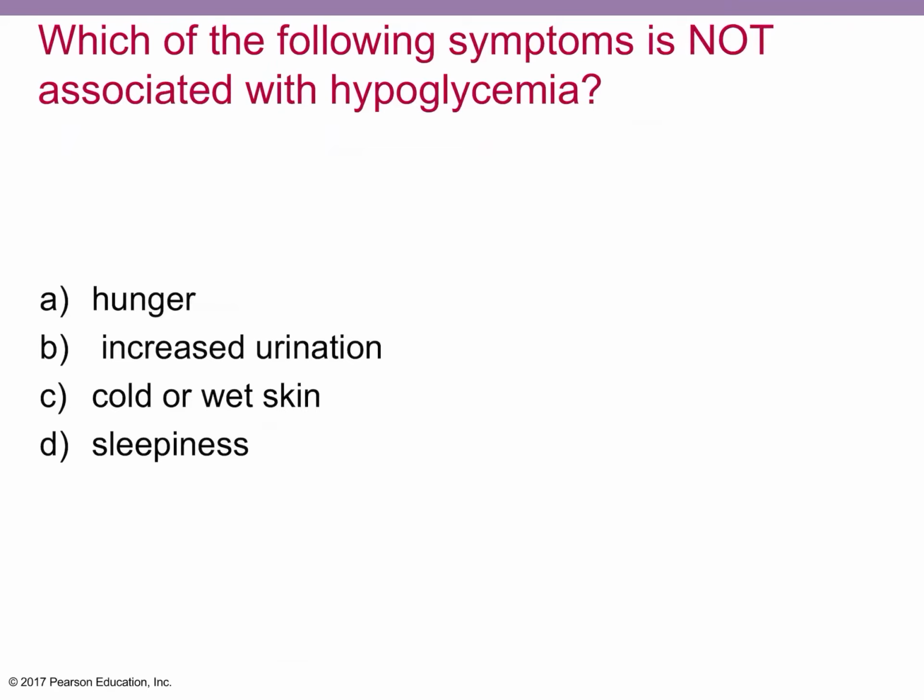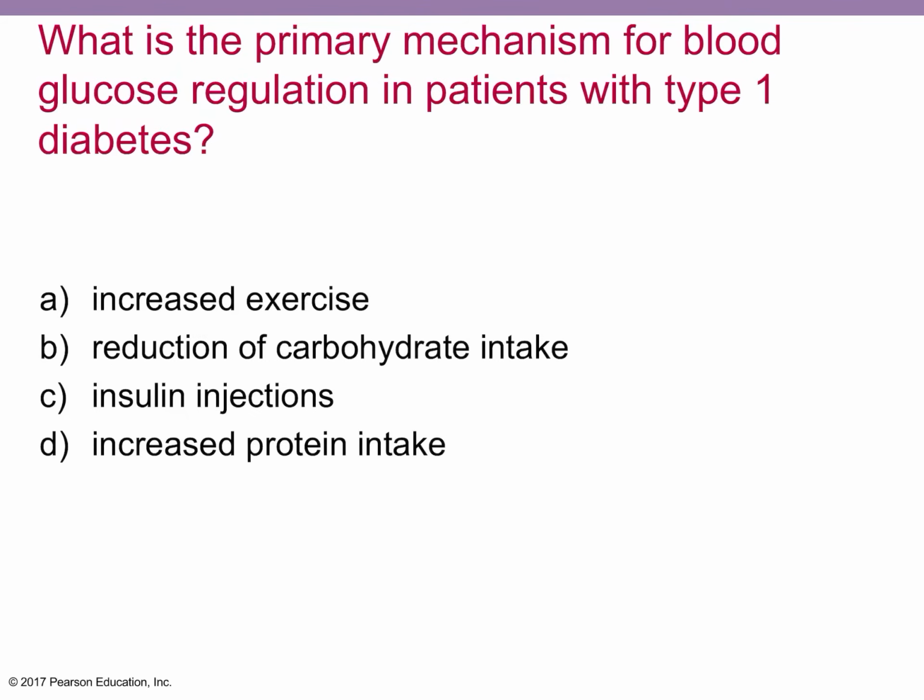Which of the following symptoms is not associated with hypoglycemia? Okay, so hypoglycemia is low blood sugar, so increased urination is going to be your answer, letter B. That's going to be associated with hyperglycemia. What is the primary mechanism for blood glucose regulation in patients with type 1 diabetes? And this one's going to be letter C, insulin injections.